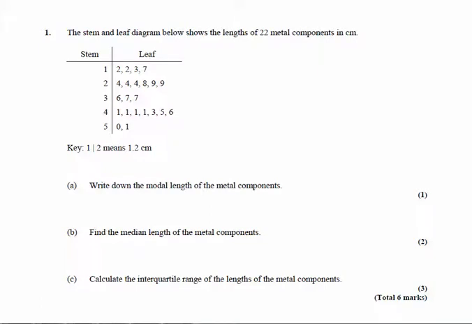Okay, so let's look at one exam question on stem and leaf diagrams. Here we have some information. It says a stem and leaf diagram shows the lengths of 22 metal components in centimeters. It's always a good idea to try and find the key and read that first. The key tells us that each one of these numbers, so 1/2, represents 1.2 centimeters. So this one here, 4/1, would represent 4.1 centimeters.